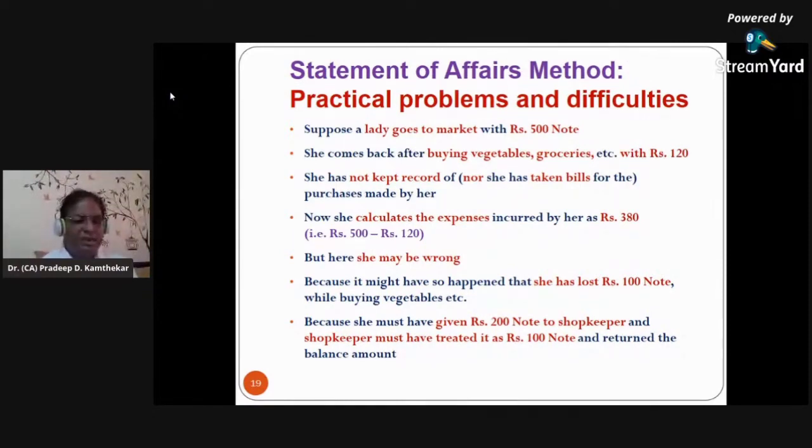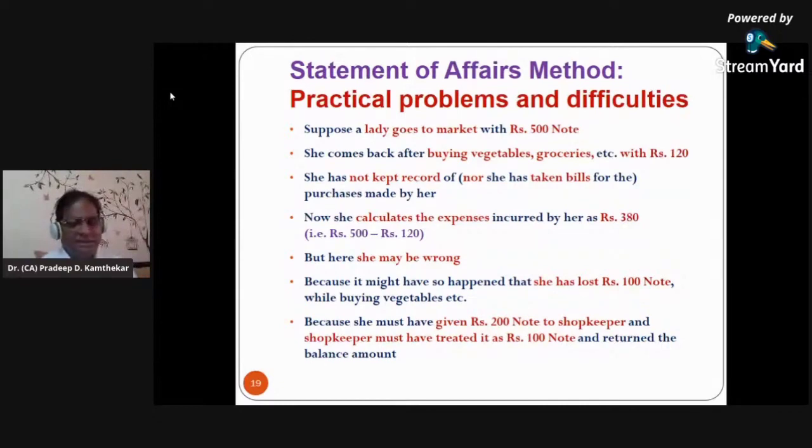Now, unfortunately, she has not maintained records. She doesn't know how to maintain them, for example. Say, suppose she has not taken bills also from the shopkeepers. And when she comes back, like that small businessman who is not having his proper books of accounts and records because he's not having knowledge of that, she tells her husband that today I have spent 380 rupees. How has she calculated this 380 rupees? Because she had taken a 500 rupee note with her and she has brought back 120 rupees. So she thinks that she has spent 380 rupees.